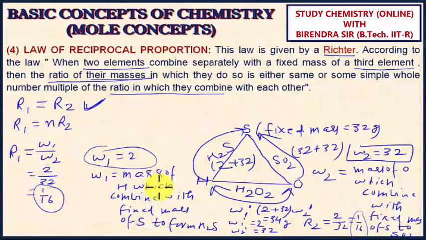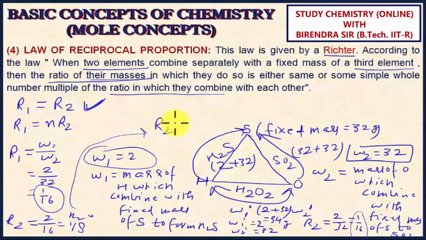My point is clear? Now, if I take in place of H2O2, if I take H2O, then the ratio 2 will actually come as, for H2O, the weight of hydrogen is 2 and oxygen is 16. So it will come 1 by 8. Now the two ratios are not same, but R2 is 2 times R1.